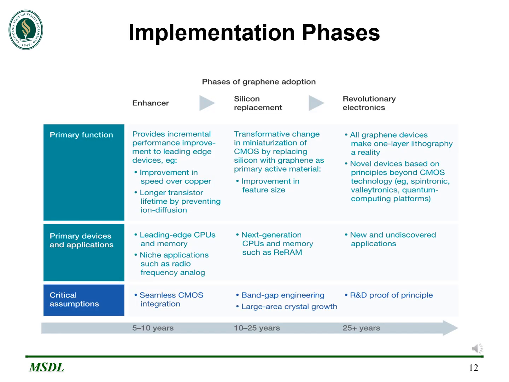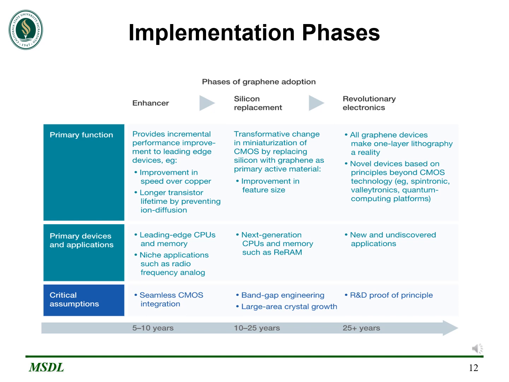Here are the future prospects, or phases, for graphene adoption predicted by some experts. In the near term, we expect graphene to be used as an enhancer for silicon, with protective layers of graphene used to improve the reliability and performance of interconnects.